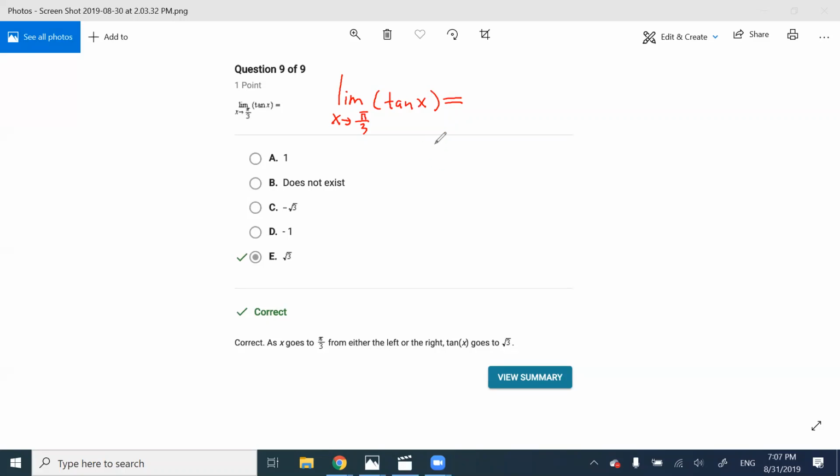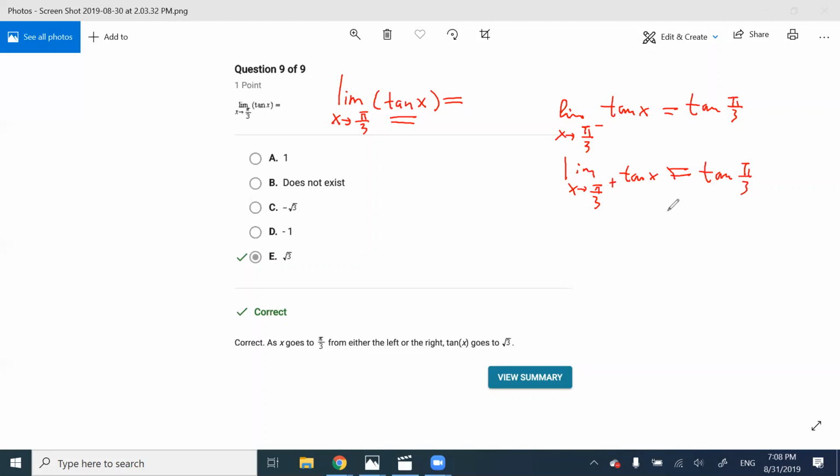So when you do this one, we always think about what? The limit from the left side and the right side. But for the tangent function here, the limit as x approaches pi over 3 from the left side, tangent x still equals tangent pi over 3. And the limit as x approaches pi over 3 from the right side, tangent x still equals what? Tangent of pi over 3.